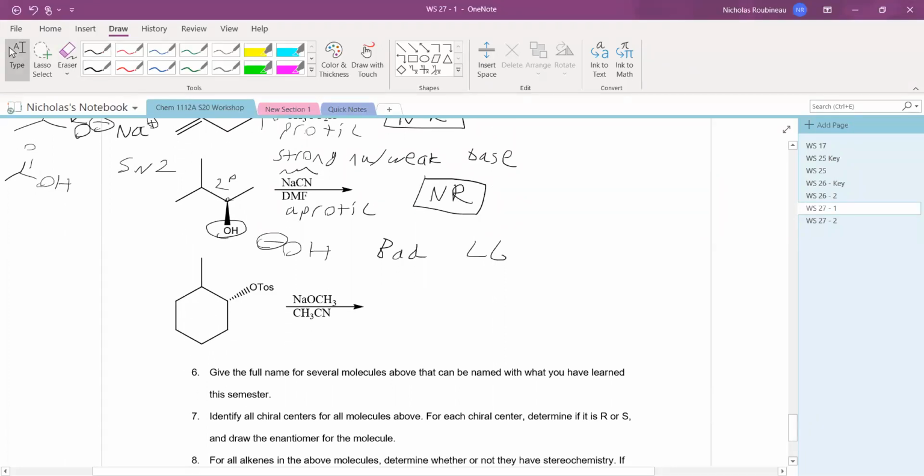Now what about this last one? What kind of mechanism is it going to follow?